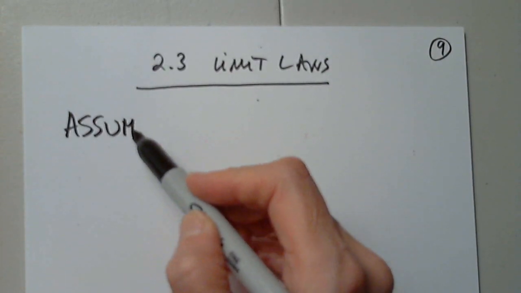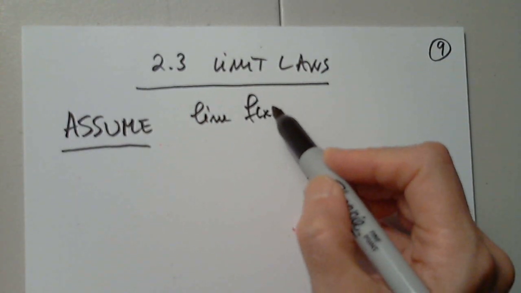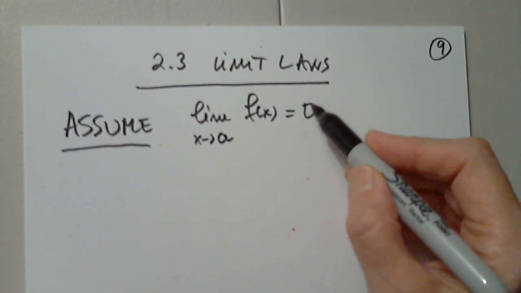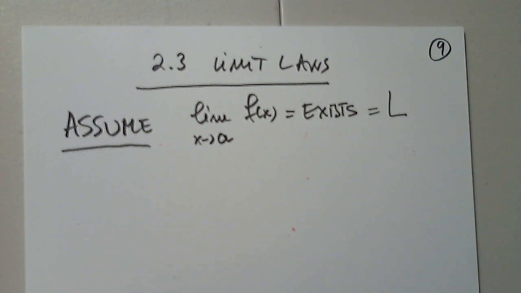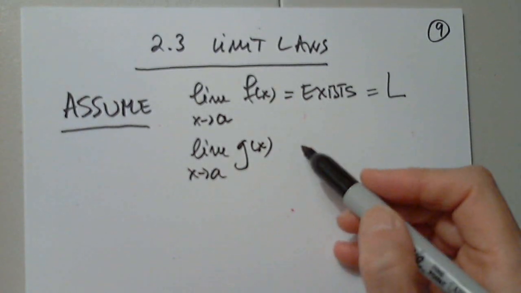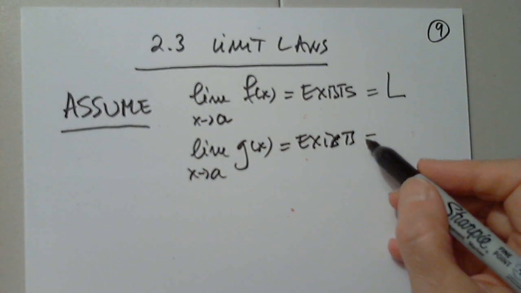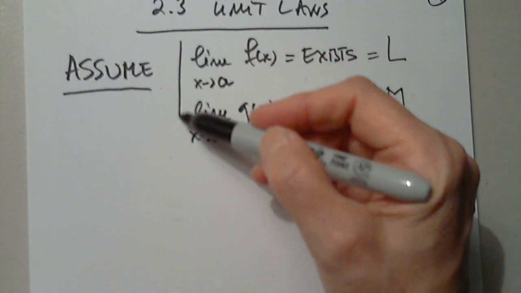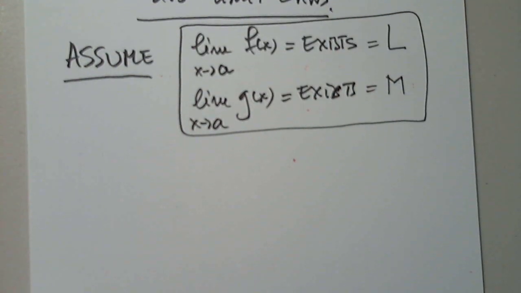Assume that the limit of a function f(x) as x approaches a number, any number a, exists, and let's denote it by L. Also, the limit of g(x) as x approaches a also exists. It can be the same number, but let's say it's a different number, M. Without this assumption, the limit laws do not apply.